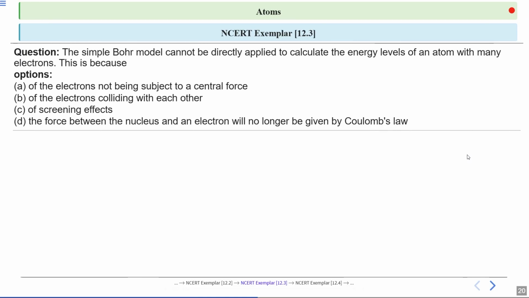So let's examine the next question about the Bohr model of the atom and why it doesn't work well for atoms with many electrons. Notice how the question asks you to think about what changes when you go from a simple hydrogen atom that has one electron to more complex atoms with several electrons. This type of problem tests your understanding of atomic structure, especially the limitation of Bohr's model. Four options are given and you have to choose the correct one.